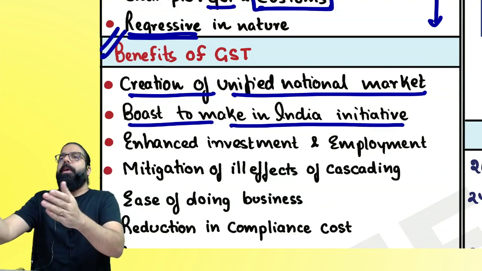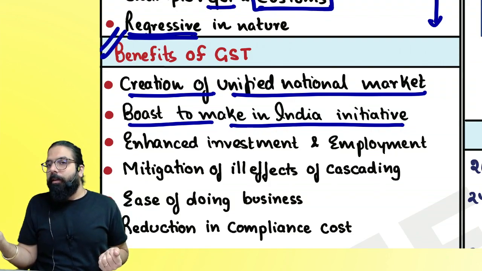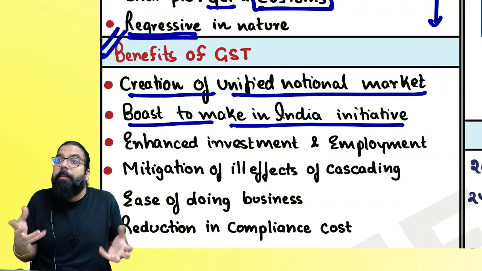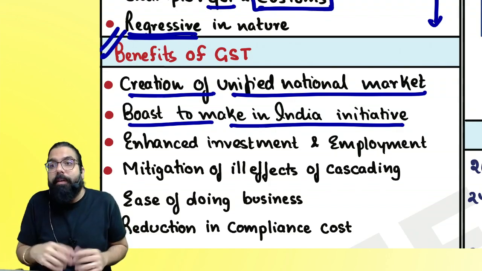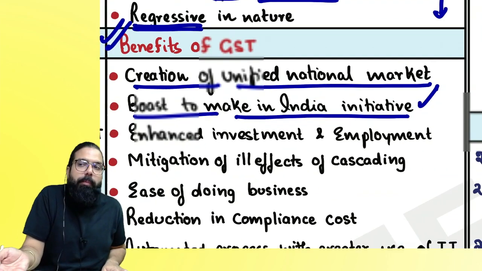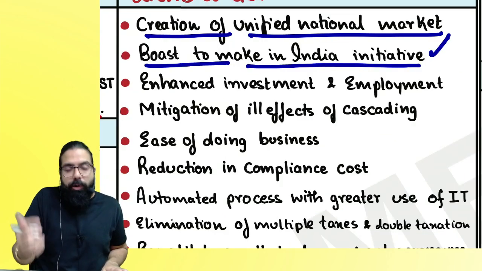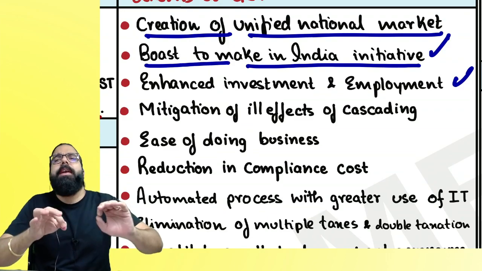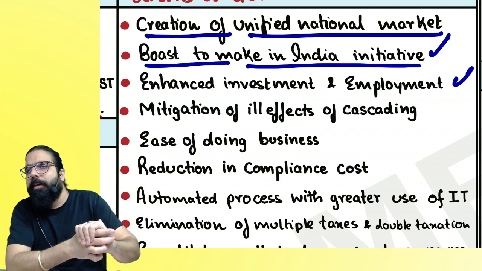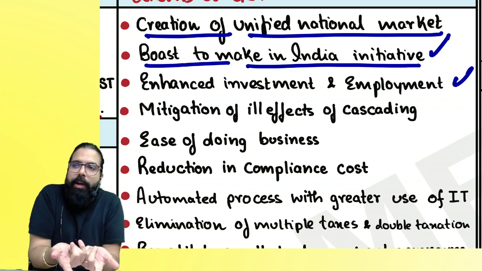Boost to the Make in India initiative. Tell me one thing, everyone. If I am getting the credit, it means my cost will always be less. It means Make in India will be expensive or cheaper? When Make in India is cheaper, people would want to always make in India, and the government is promoting what? Make in India. So because of GST, Make in India will get promoted. Now you tell me one thing: if Make in India is cheaper, foreign companies would want to invest in India or not invest in India? When investments come in India, employment will also get generated.